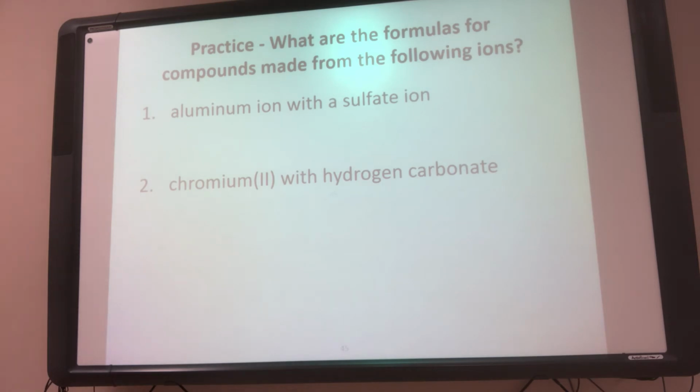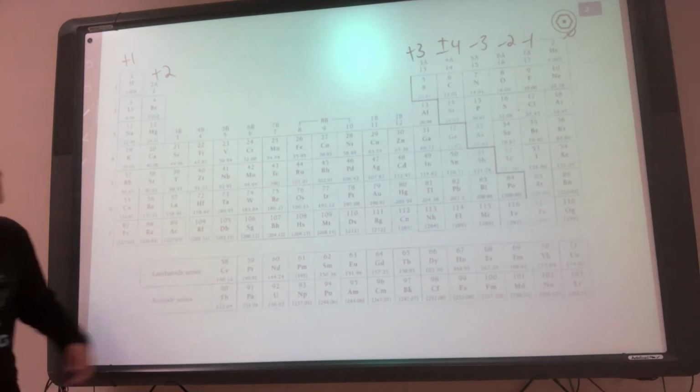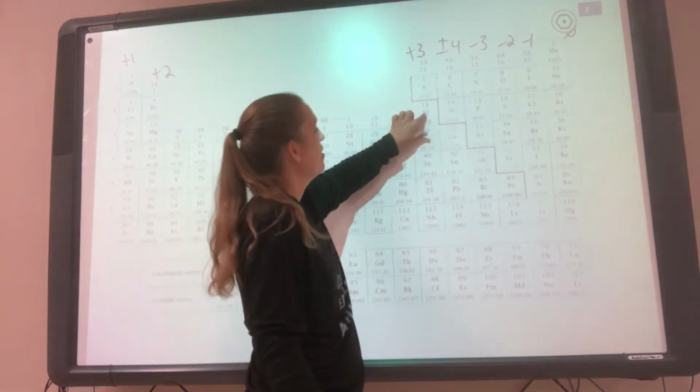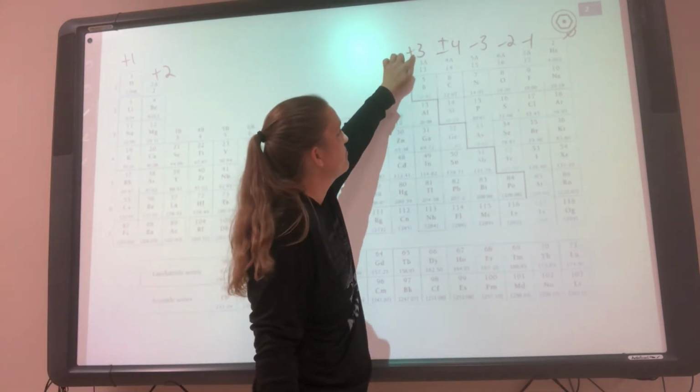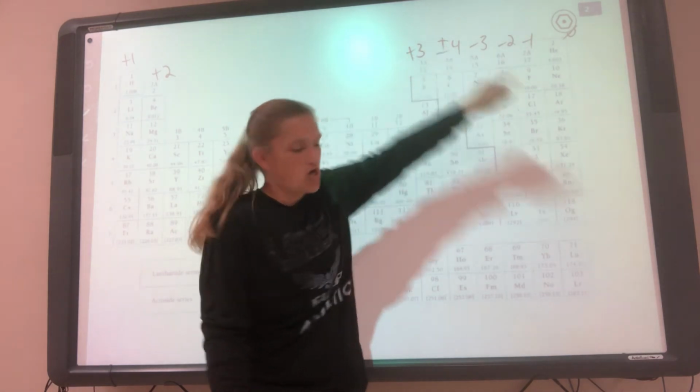All right, so this one says an aluminum ion with a sulfate ion. So it doesn't give me the name, it just tells me the ion. All right, so I know this is the cation, this is the anion, because that's how it's written. So aluminum ion, I gotta know what is the symbol. So the symbol for aluminum is Al. Then I need to know the charge. So I go here and I find aluminum, go up, and he's a +3, okay? So he's a +3 charge.